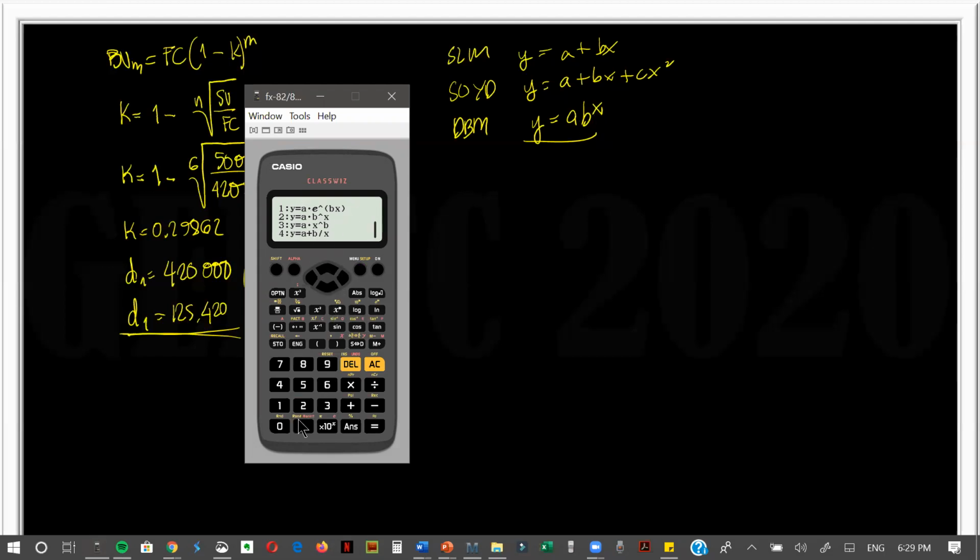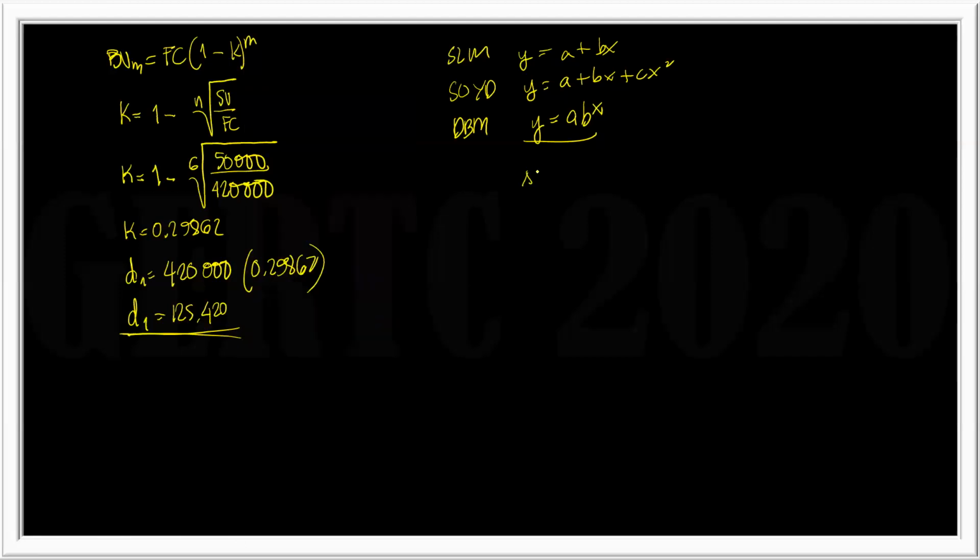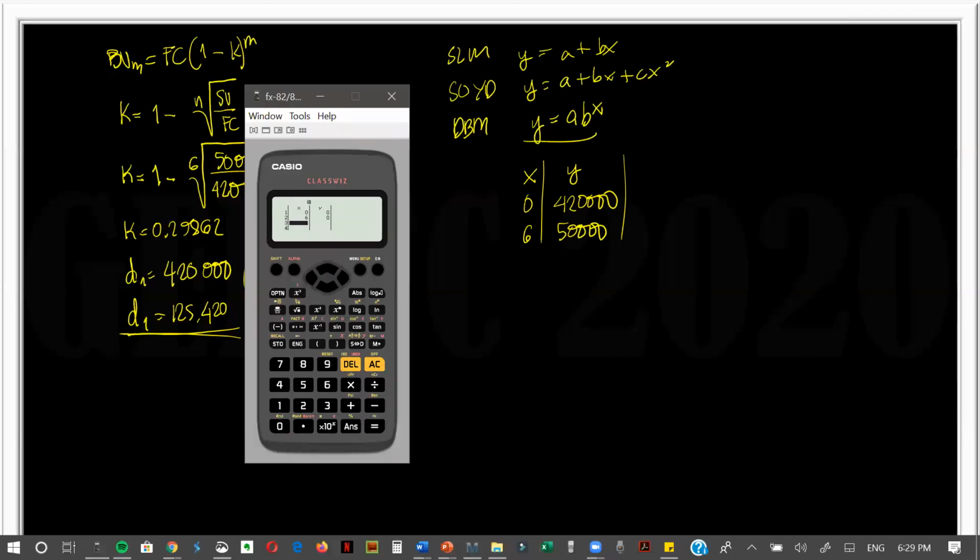That is this 2. Then input: x corresponds to time and y corresponds to the cost, or the worth during that time. So when x is 0, y is the first cost, and that's 420,000. And after its useful life of 6 years, the value becomes the salvage value, 50,000. So that is our input. This is 0, this is 6. First cost 420,000, then salvage value 50,000.